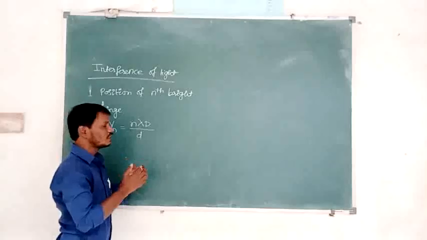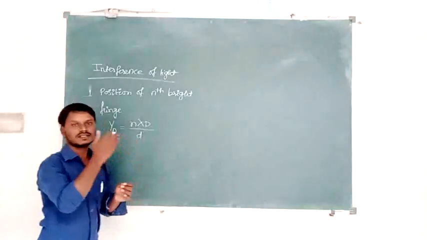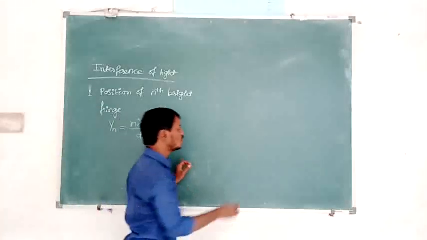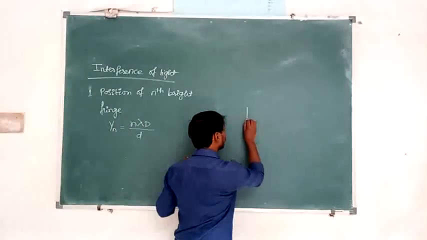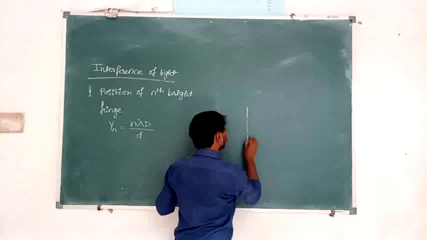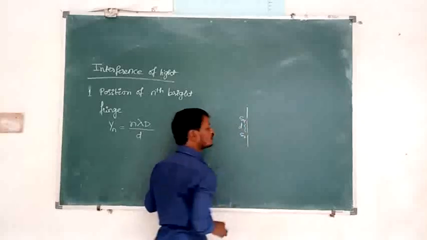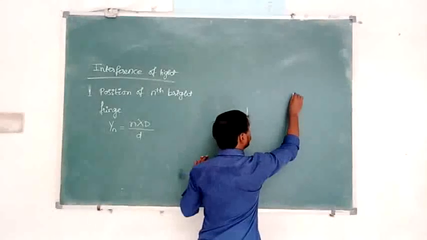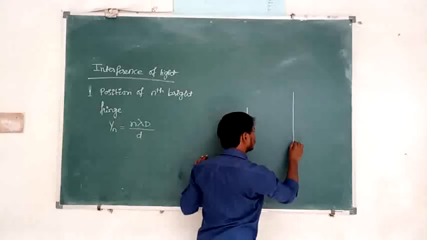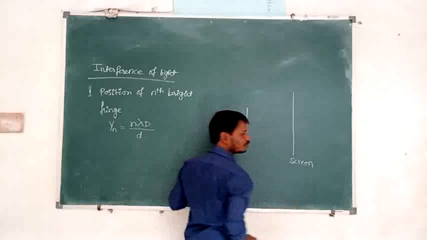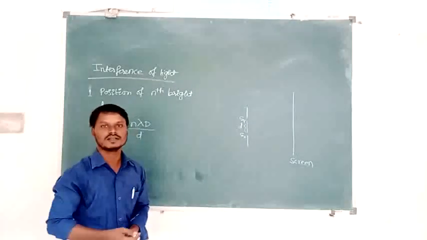Capital D is the distance of the screen from the double slit in Young's double slit experiment. Already you know about Young's double slit experiment. These two are the slits S1 and S2. The distance between them, small d, is called the slit width. And the screen is at distance D from the double slit. The screen is used to obtain the fringes, bright fringes and dark fringes.